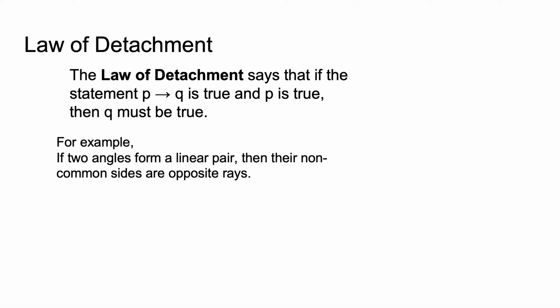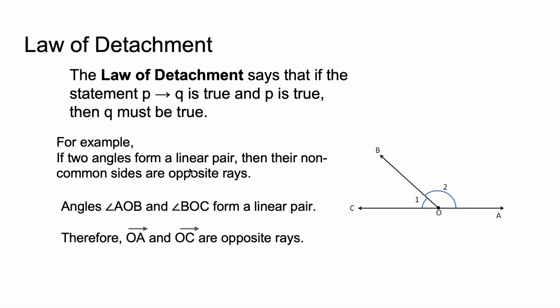Here's another, more geometrical one. If two angles form a linear pair, then their non-common sides are opposite rays. What does that mean? These two angles, angle 1 and 2, have a common side OB, so OA and OC must be opposite rays. Here, AOB, that's number 2, and BOC, that's number 1, are a linear pair. Therefore, OA and OC are opposite rays.